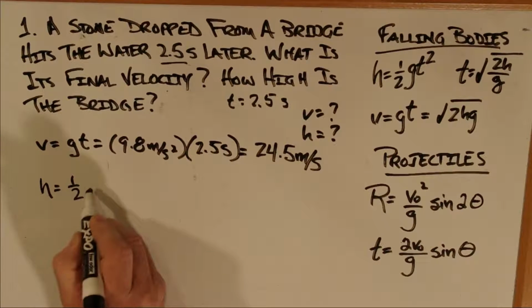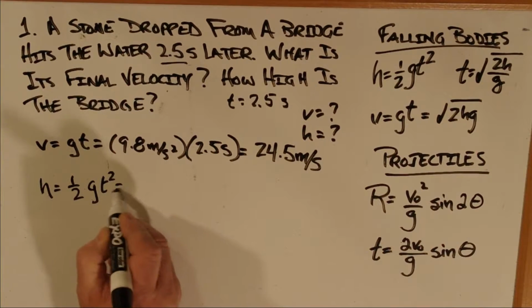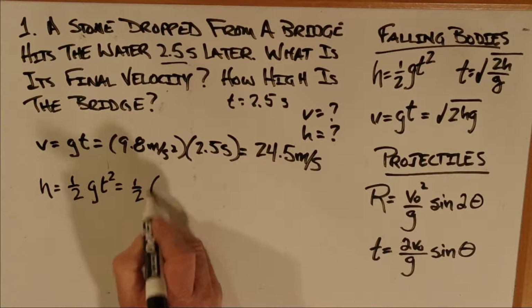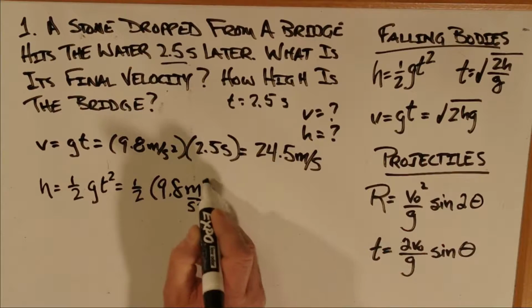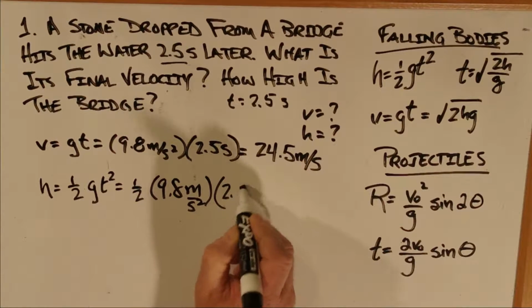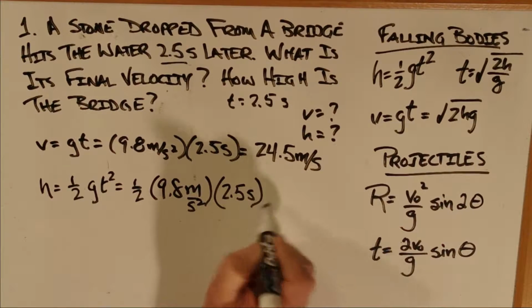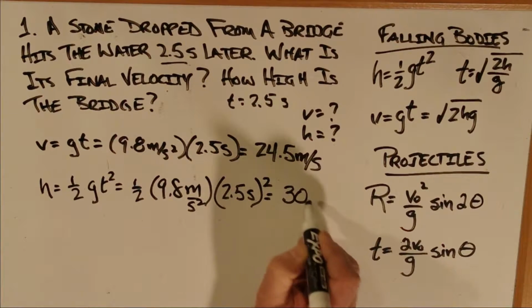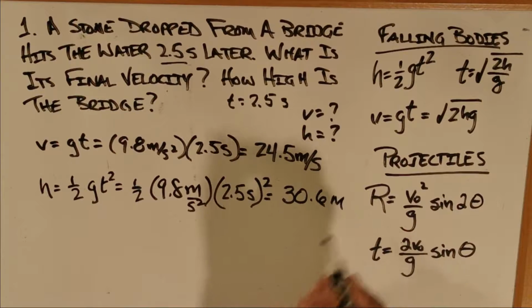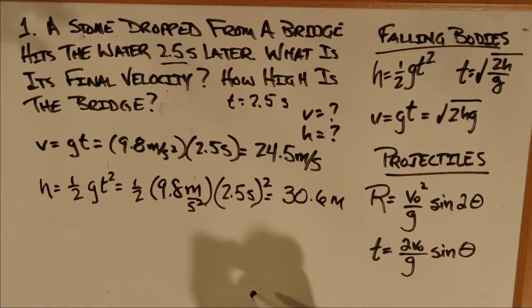How high is the bridge? We have height is equal to 1/2 gravitational constant times time squared, which is equal to 1/2 times 9.8 meters per second squared times 2.5 seconds, quantity squared. And when we do the arithmetic, we come up with a numerical value of the height, 30.6 meters.